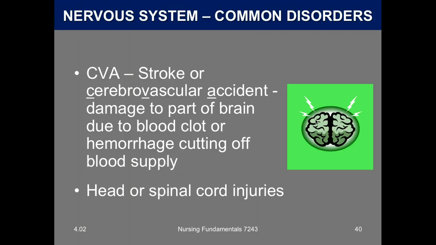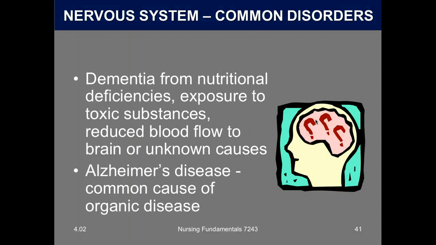Common disorders of the nervous system: a CVA, also called a stroke, or a cerebrovascular accident, where damage to part of the brain is due to blood clot or hemorrhage cutting off blood supply. Head or spinal cord injuries, dementia from nutritional deficiencies, exposure to toxic substances, reduced blood flow to the brain, and sometimes unknown causes.